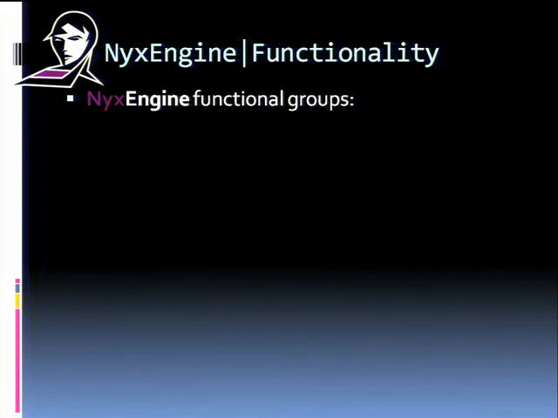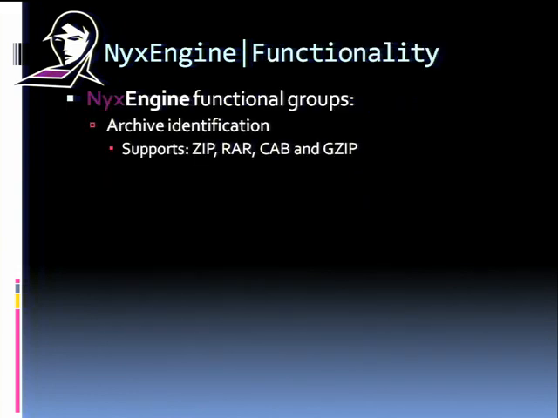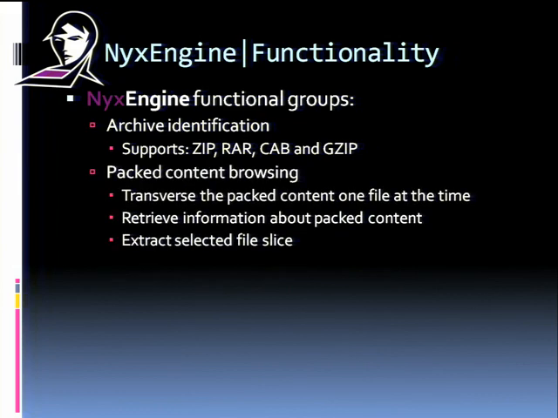Now, the functional groups are, of course, we support identification of these file formats: zip, cab, and GZIP. We enable content browsing, which means you can traverse the archive one file at a time. Just by calling get next file, for example, you would be able to go through each and every file we found in the archive.